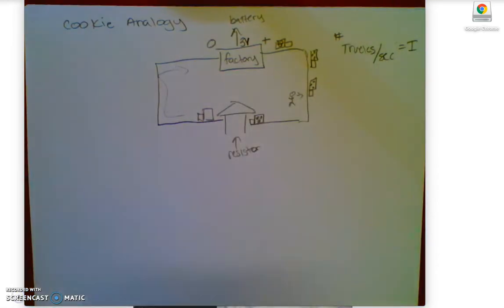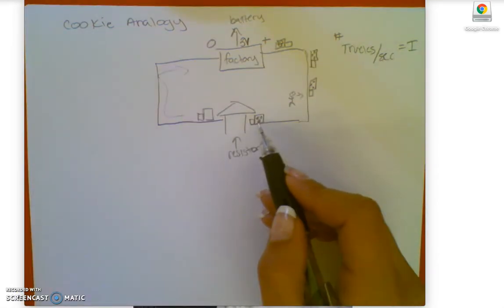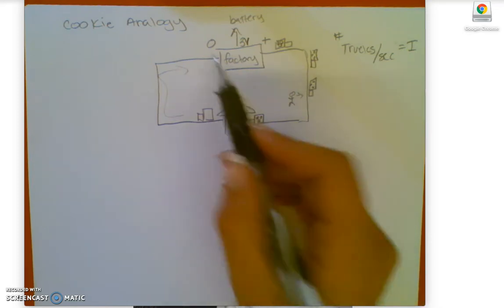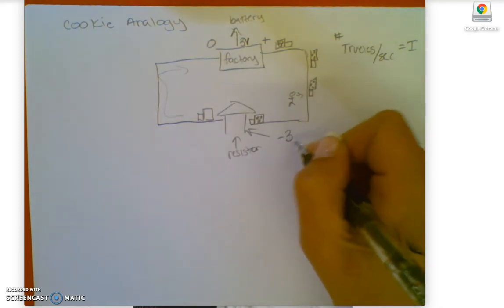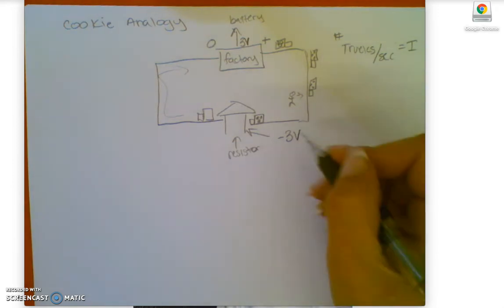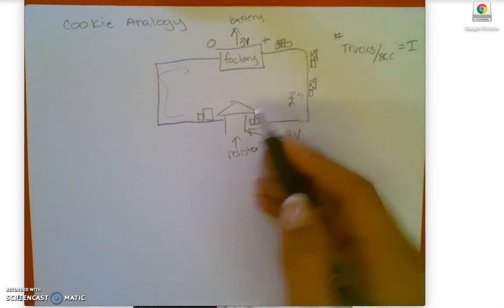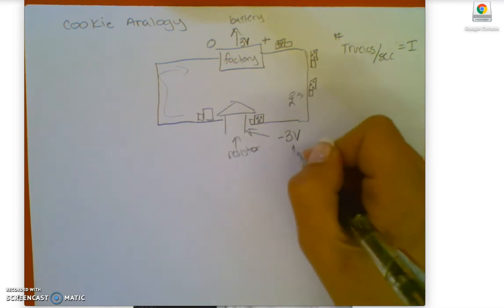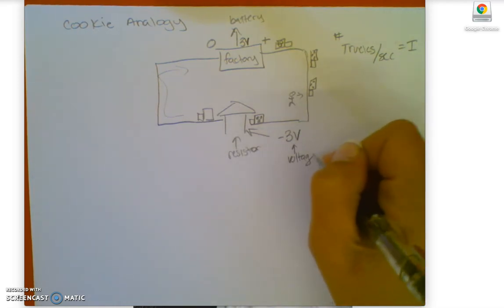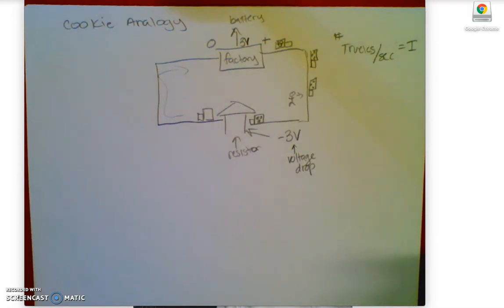Okay, now because there's only one house and because the house takes all the cookies and because this has to come back empty, that means that this house is a -3-volt house, meaning that it basically has a potential difference or an electric potential or a voltage drop, we call that a voltage drop, of -3 volts, okay?